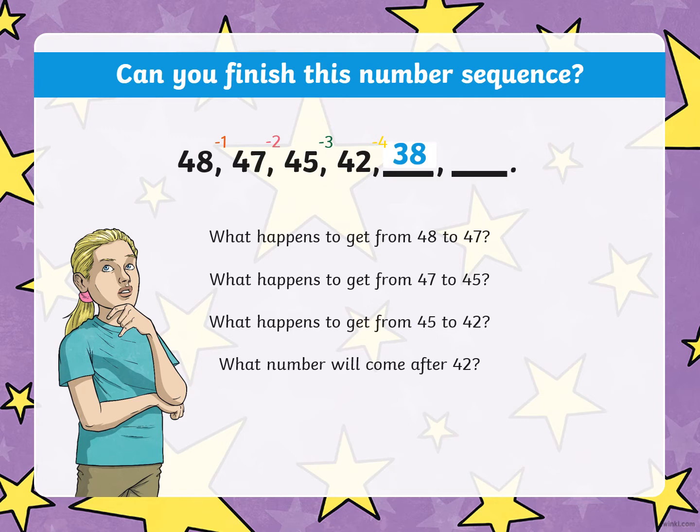Can you think about what you would take away next? Now think about what the answer might be. Let's see if you were right. Take away 5, and the answer is 33.